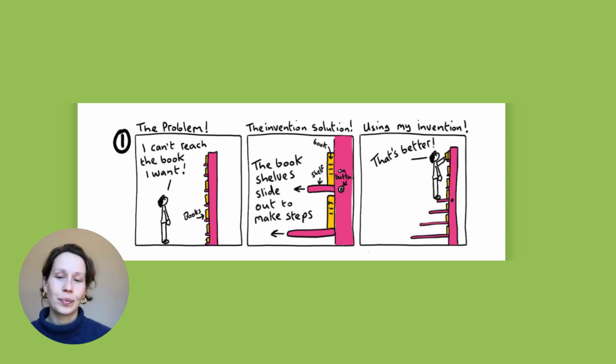Here's the first. The problem is the person can't reach the book on the top shelf. The invention solution is the bookshelves slide out to make steps. And the final box shows the person using their new invention to grab the book they want from the top shelf. Genius!